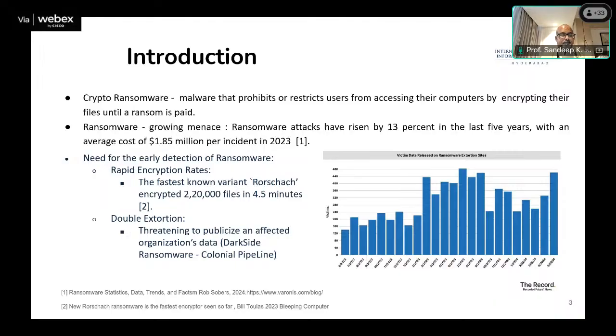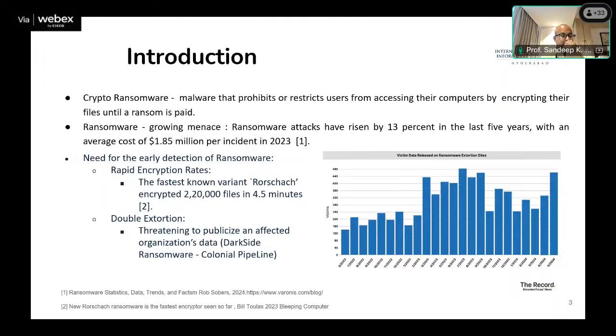The other problem is that ransomware has now become multiple variants, and these variants can do things very, very quickly. For example, in 4.5 minutes, this particular variant can encrypt 2 lakh 20,000 files, in less than 5 minutes. So if your file system has fewer files than that, then unless you can intervene very quickly, you are going to lose your file system.